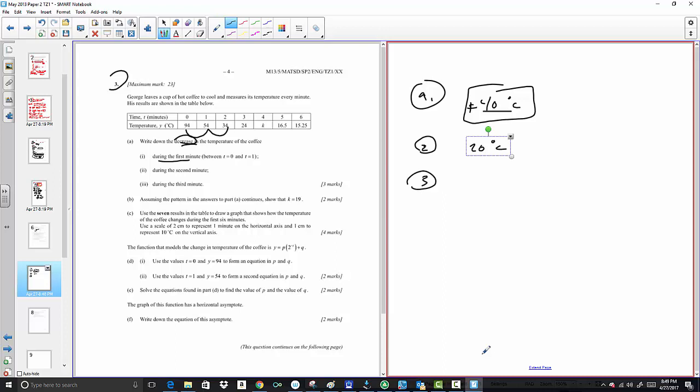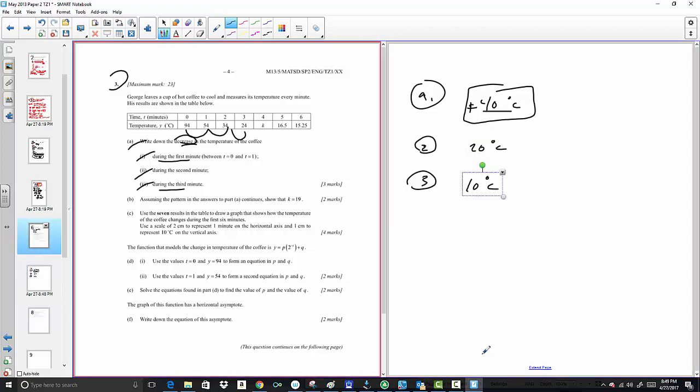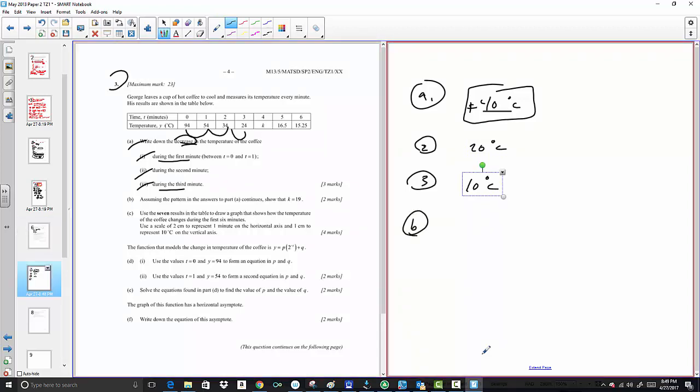This is A part 1, A part 2, A part 3. During the third minute, we're going to drop from 34 to 24, so that's 10 degrees, obviously. So these are easy 3 marks that you make right here. Okay, so we do part B. Assuming this pattern to the answers continues, show that K equals 19.